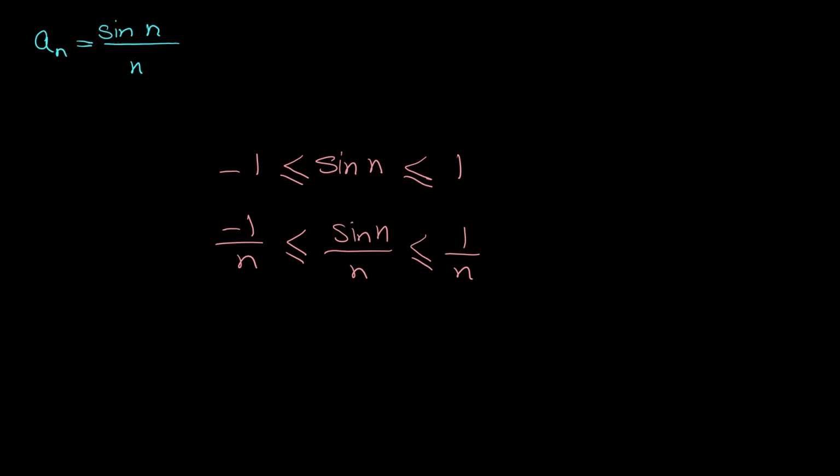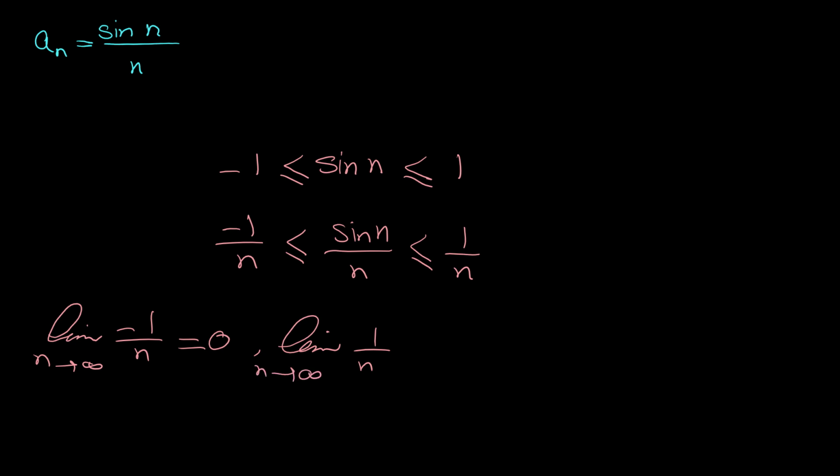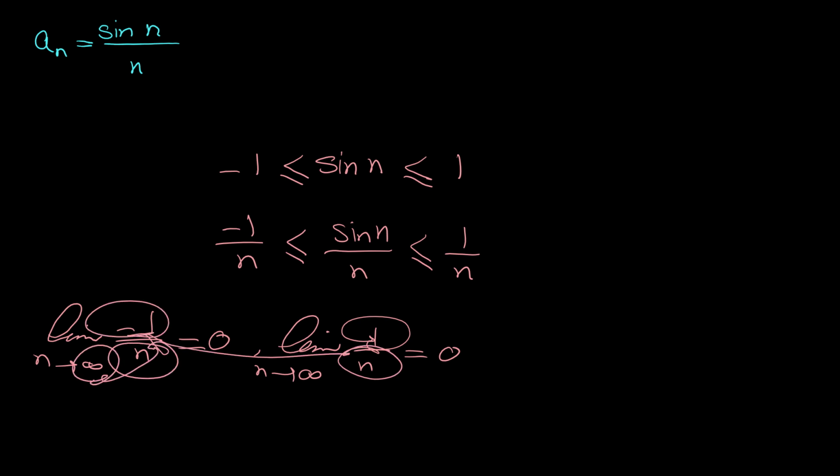So now we try to find the limit of the left side and limit of the right side. What is limit of -1 over n? Limit of -1 over n as n approaches infinity is 0. And of course limit of 1 over n as n approaches infinity is also 0, because we have a number divided by infinity, because n approaches infinity. And we know that limit of any number over infinity is 0.